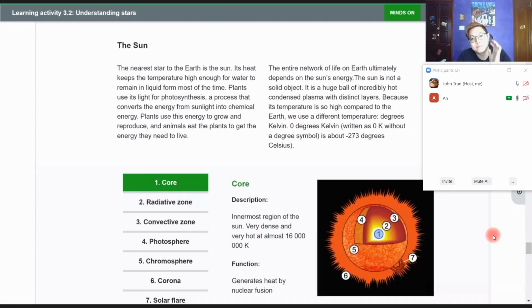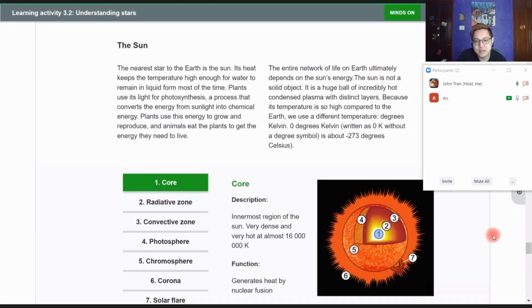The sun is not a solid object. It's a huge ball of incredibly hot, condensed plasma with distinct layers. So there are many layers in the sun, basically just a very hot object. Plasma is basically the fourth state of matter. You know, solid, liquid, and gas are the three states of matter that we know. But plasma behaves just like a liquid, but it's not a liquid.